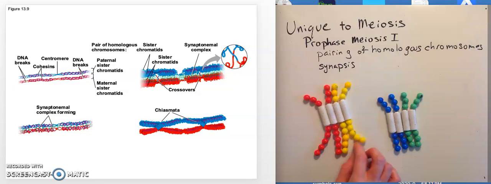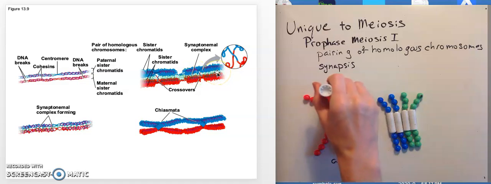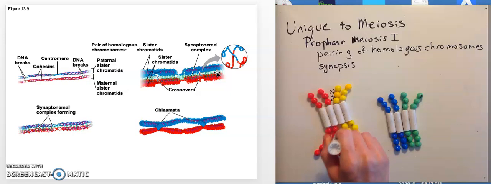They're not identical, right? Because our homologous chromosomes from mom and dad could have different alleles or different versions of the genes on them. So they're not identical, but they have close sequence homology. They're very similar. And if there's a match, this protein structure called the synaptonemal complex basically stitches these homologous chromosomes together. It's almost like a zipper holding them together. So one thing that's unique to meiosis that doesn't happen during mitosis is pairing and synapsis of homologous chromosomes.